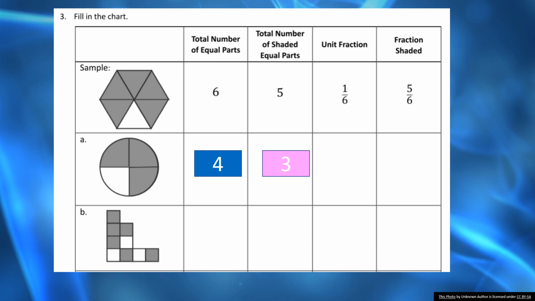Now, they want us to name the unit fraction that's represented in Model A. That means, how much is 1 unit? How much is 1 part of Model A worth? Okay? It's broken into 4 equal parts, which means the unit fraction is 1/4.